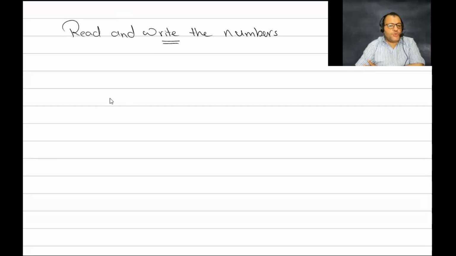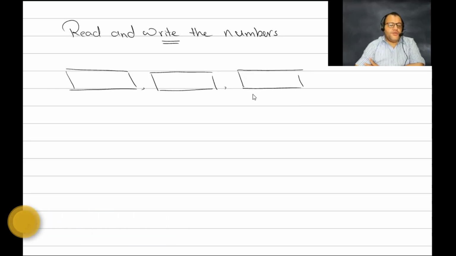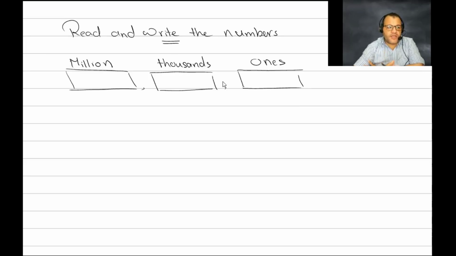First, to read the number, we need to divide the number into periods. That is the first period, the second period. Until now, we only have three periods, and that is the fourth one. The first period is defined by ones, the second by thousands, and the third by millions. So number one, to read the number, you need to divide it into periods.